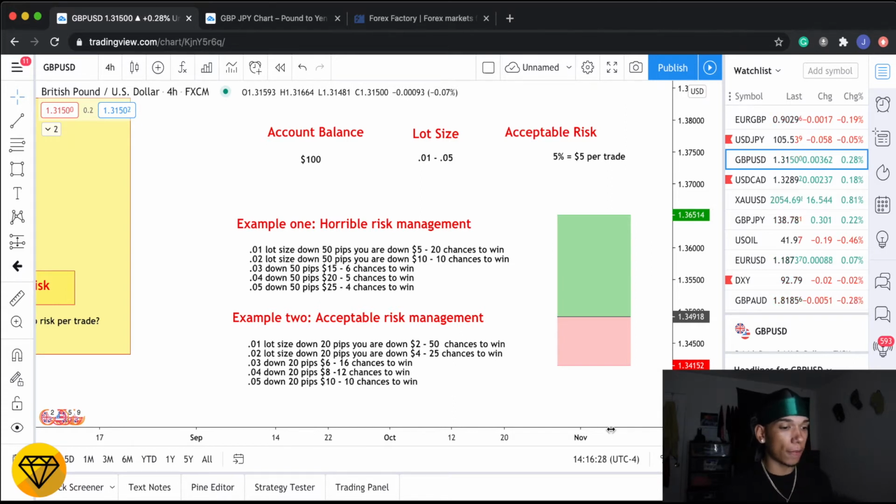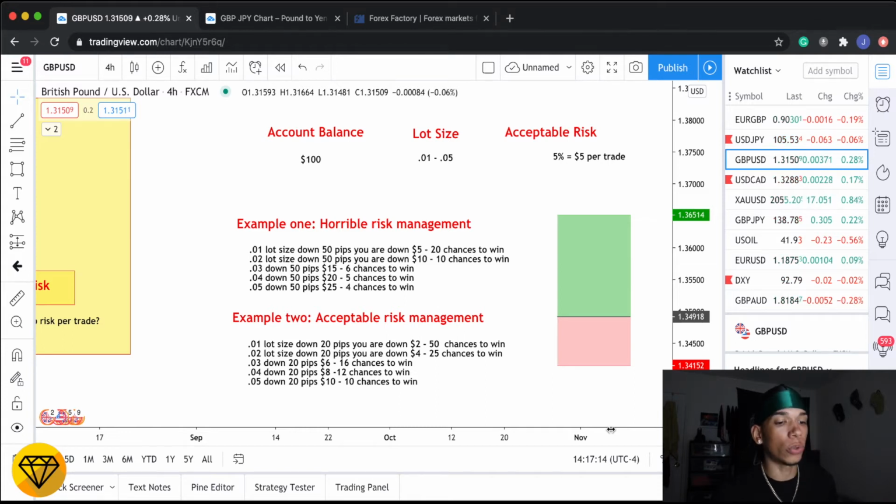5-cent lot size, you're down 50 pips, you've lost $25. You only have 4 chances to win. This is an example of horrible risk management. Number one, your lot size or your stop loss is way too big with 50 pips. We want to stay between 20 and 30 pips max. At 50 pips, that's a large amount of movement. Your bias, your analysis is completely wrong. Just ditch it, start again. Let the market do its thing and understand why you lost that trade. So stay between 20 and 30 pips, right?